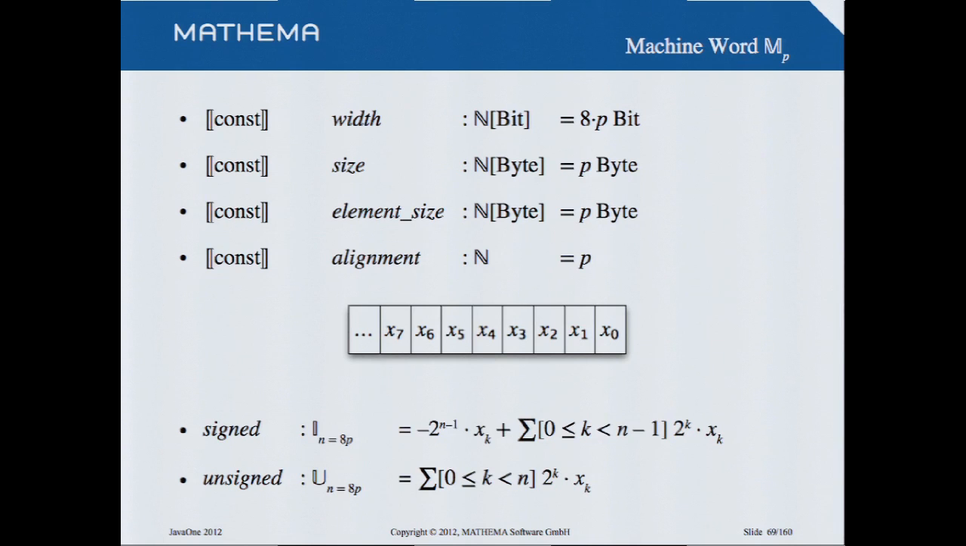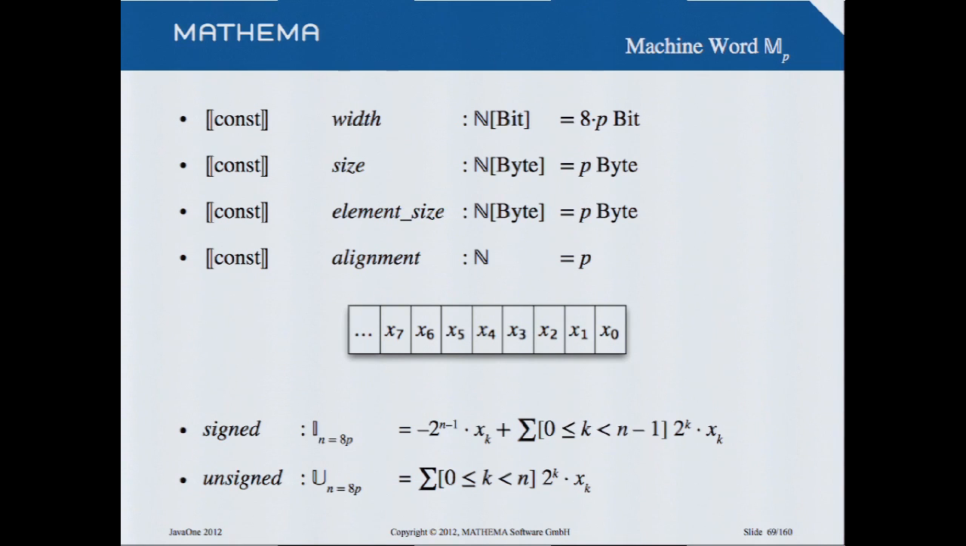You have several properties coming with your machine word. So if, for example, I have a M4, then I have a specific width, a size, and element size. You see the square brackets. This is a unit. So the width is a number and the unit is bit. So I support units.